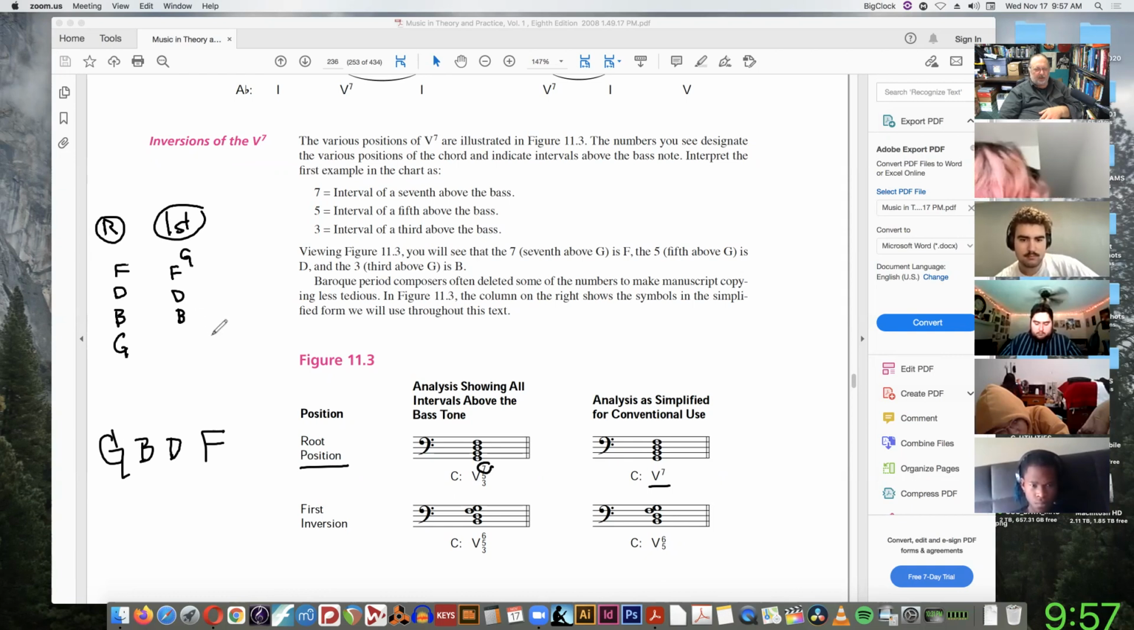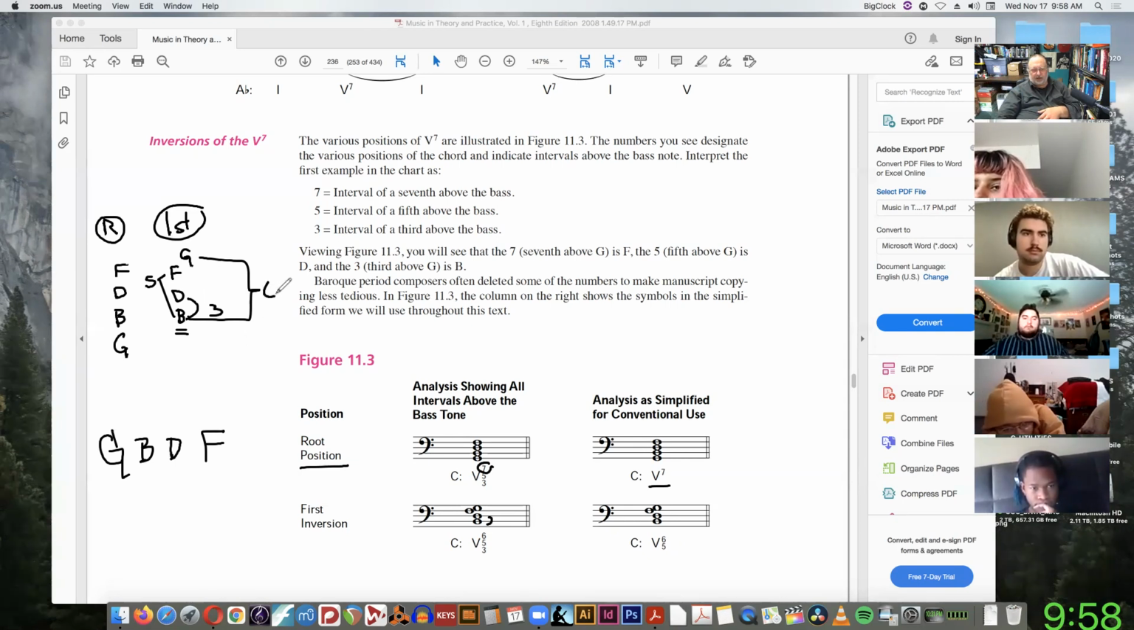So the B is in the bass, and now we're counting the intervals from the bass note. We're counting up from B. A third above B is going to be D, right? That's a 3. And above B we've got an F, so there's your 5. And now the last one, B to a G. B, C, D, E, F, G, that's a 6, right? B to G is a 6. So that's where we get our 6.